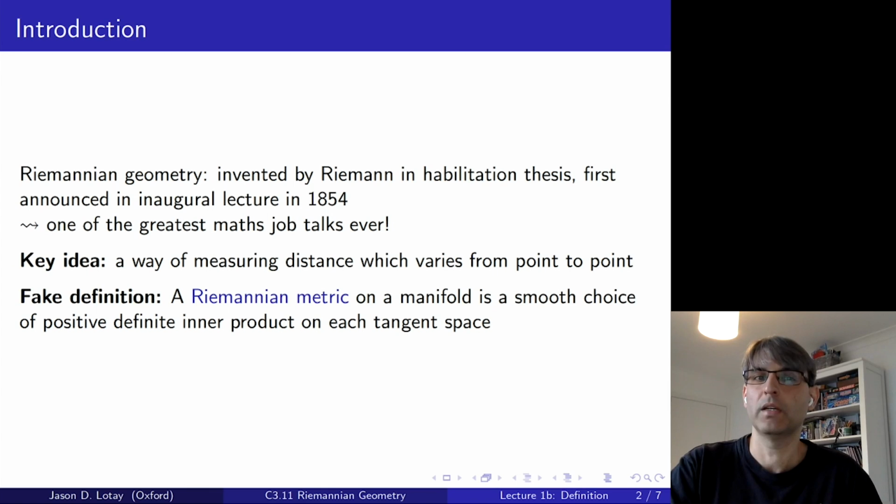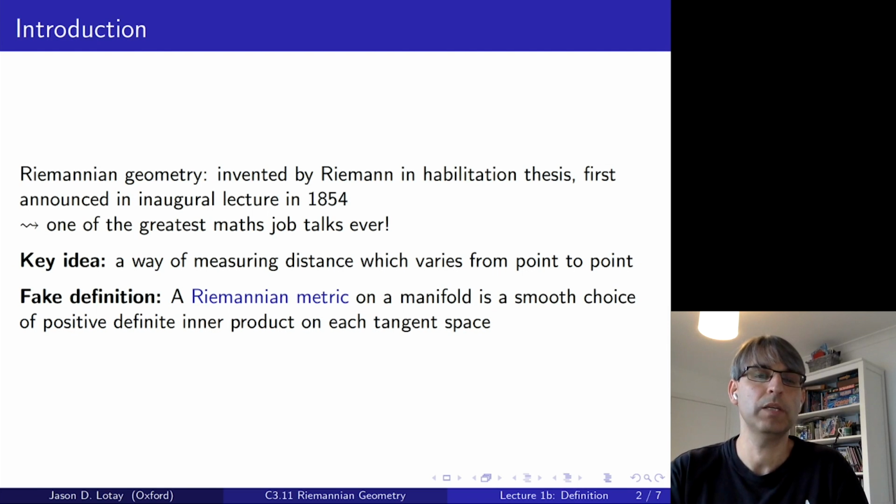But let's begin by noting that Riemannian geometry, as we understand it, was first invented by Riemann, and so it bears his name, in his Habilitation thesis. And he announced his results in his inaugural lecture for his job in 1854. So this must certainly rank as one of the greatest maths job talks ever. Now, the key idea that Riemann had is that you want a way to measure distance on your space, which varies from point to point.